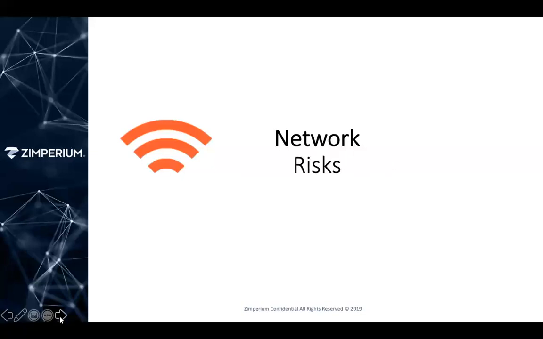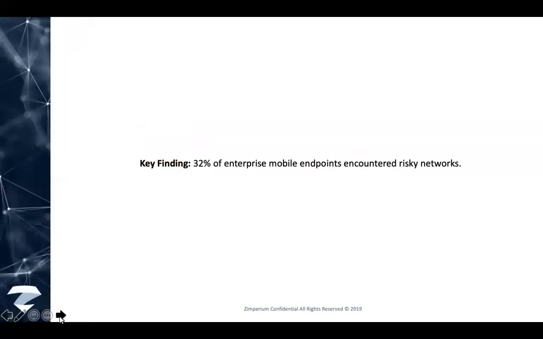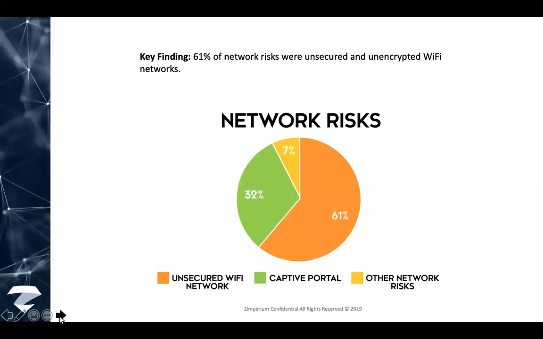So what are the network risks? Well, first of all, a third of all endpoints encountered risky networks. Of all the enterprise mobile endpoints we had, a third of them encountered risky networks. Well, what are risky networks? There's really 3 big buckets. There's unsecured Wi-Fi. That's literally unencrypted, no password, completely unsecured. Then you have captive portals. Captive portals are, you've all seen them, you go to the hotel, a web page comes up, says, welcome to Marriott or whatever.